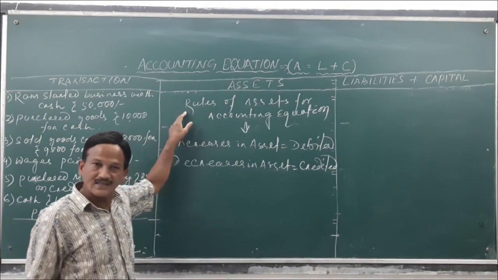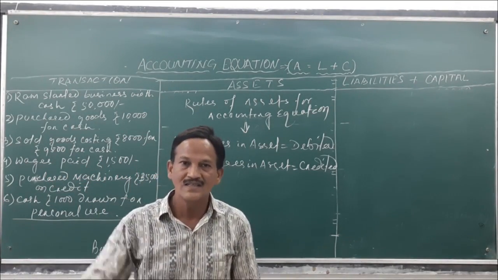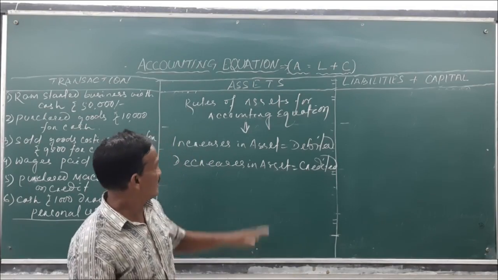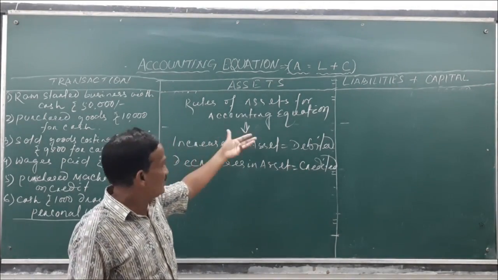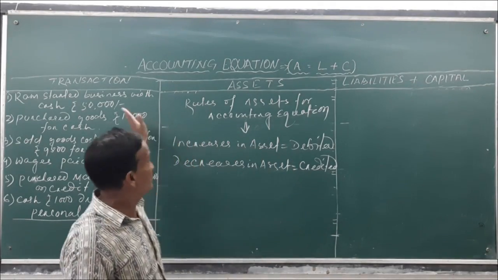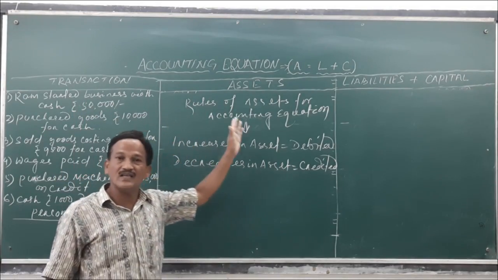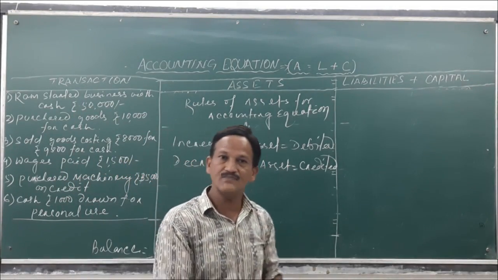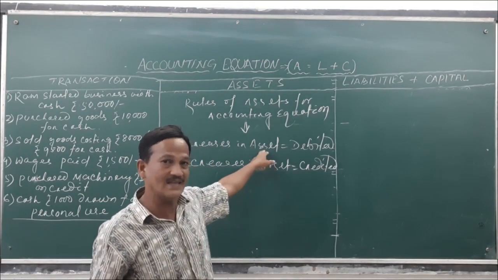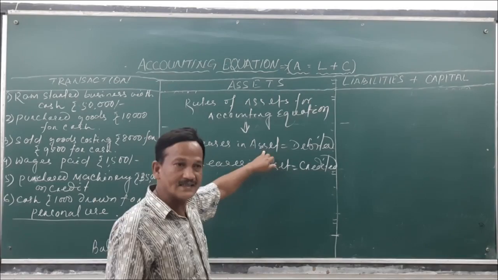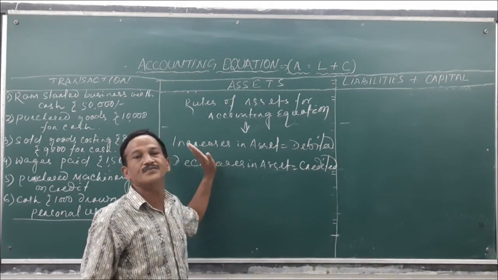How? That means we have seen that when there is a purchase of goods for cash, cash decreases. So cash decreases means that is credited. In the first transaction, Ram started business with the cash. Business receives the cash means increases in the cash or the asset. Cash is an asset. So increases in the asset is debited. So these are the rules of the accounting equation.